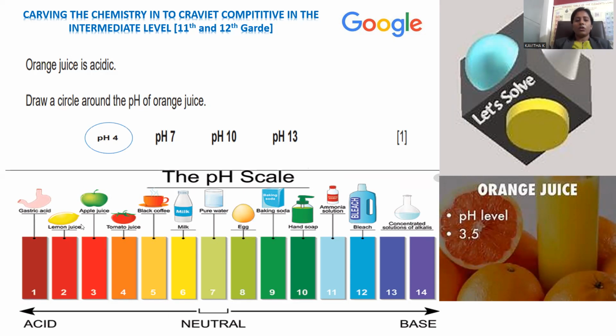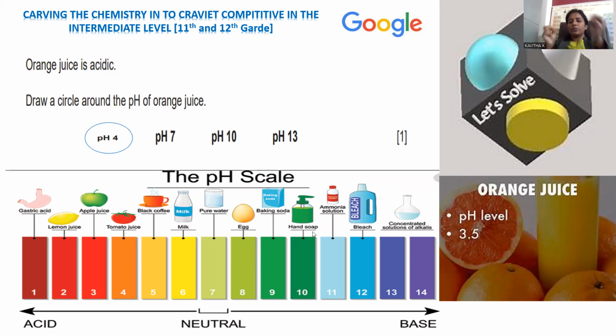be 1. Okay, lemon juice pH is said to be 2. Apple juice is having 3, and here we have tomato juice, 4 pH will be there. Black coffee contains 5 pH. Milk pH will be 6. Pure water pH will be 7. Neither acidic nor basic, we can say it is neutral. Egg is slightly basic with 8 pH, and baking soda is of 9 pH. 10 pH is given for hand soap.